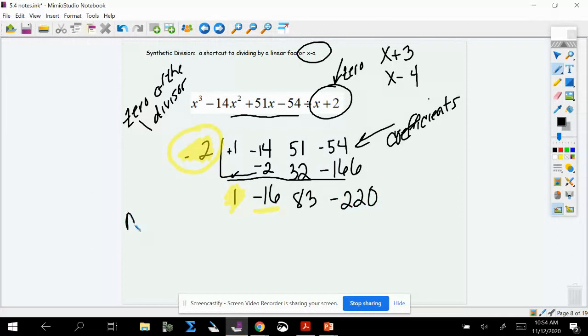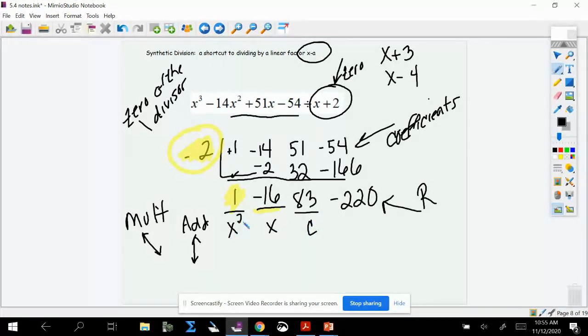A good way to think of it is you're always multiplying diagonally, and you're always adding up and down your columns. So multiply and add. Here's what your answers mean. This last value is your remainder. This value here is your constant. This value here is your x. And this value here represents your x squared. So your answer is x squared minus 16x plus a constant of 83 with a remainder of negative 220 over x plus 2.